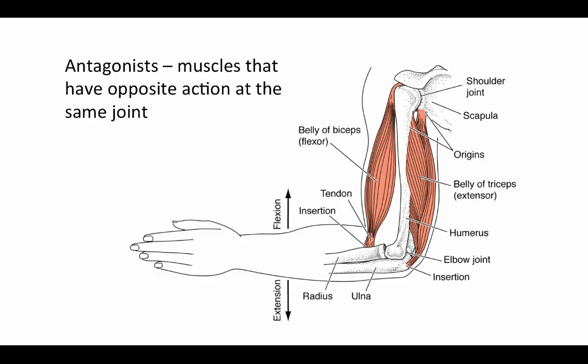Conversely, antagonists are muscles that have the opposite action at the same joint, such as flexors and extensors. So if we think about the biceps and the triceps, those are a classic example of antagonistic muscle groups.